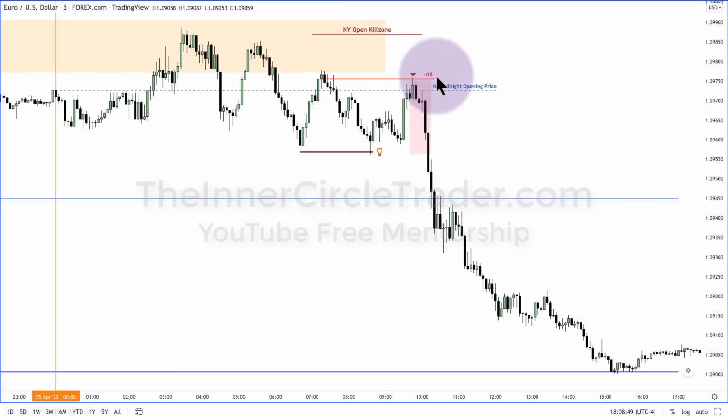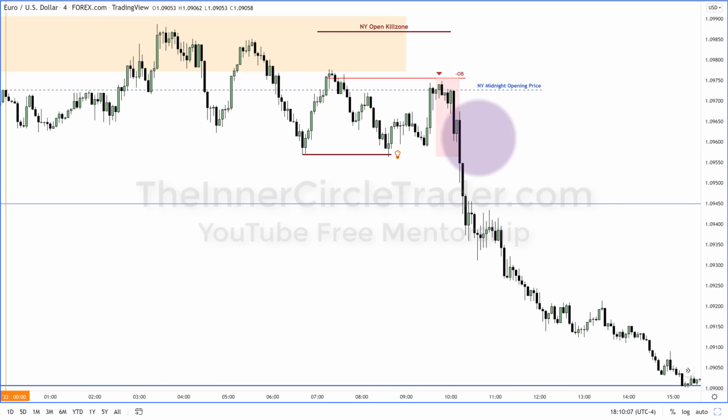But inside this shaded area, I want to show you how this model is applicable here in FX. So here's the 4-minute chart. We were just looking at 5. So we start stripping down this price leg here. And we're looking for any fair value gap. Do you see it?